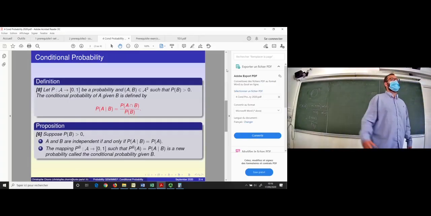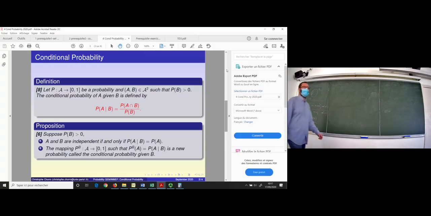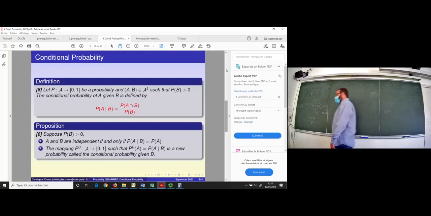That is not an abstract one because it is related to what I have said here. I define the conditional probability of A given B by the probability of the intersection over P of B. And of course, if I want to do this, I need to suppose that P of B is not 0 because I want to divide by it. Probability is a positive number, so if I don't want it to be 0, I take it to be strictly positive. So this is the definition of the conditional probability.